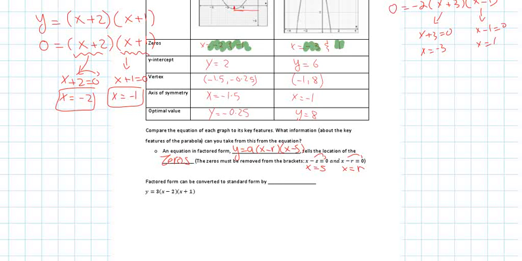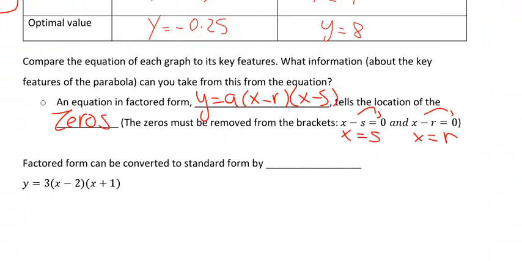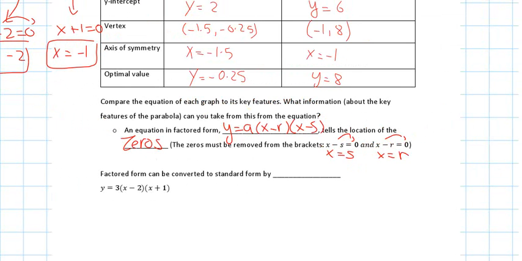Okay, so we talked about this before. And we said that if I want to convert this factored form into standard form, what do I have to do? FOIL. What do we call the process? FOIL is the acronym for expanding. So the process is called expanding, but the method is FOIL.